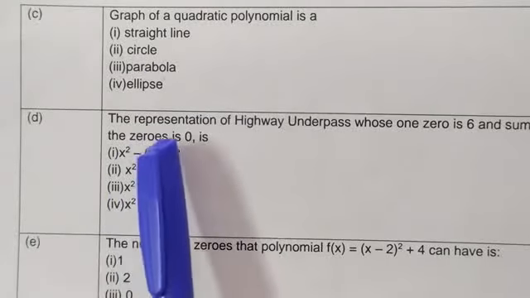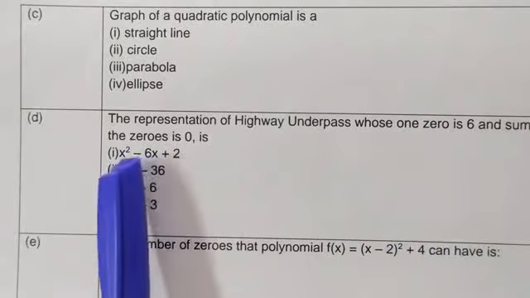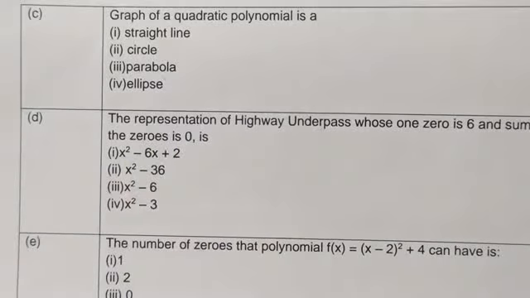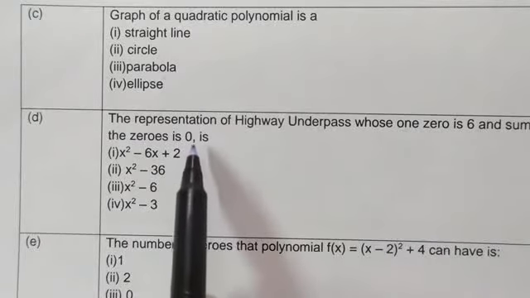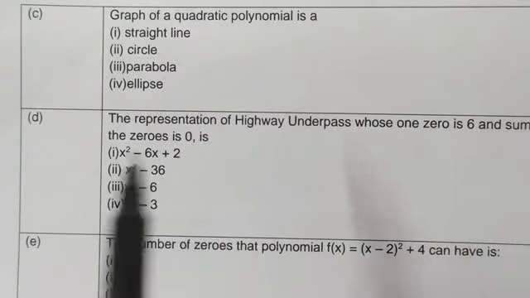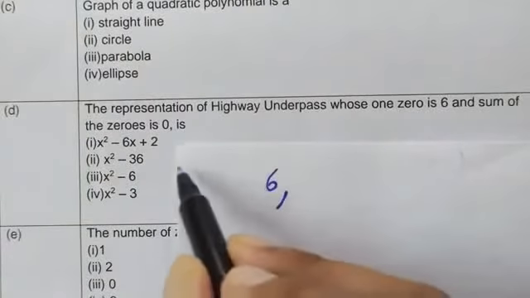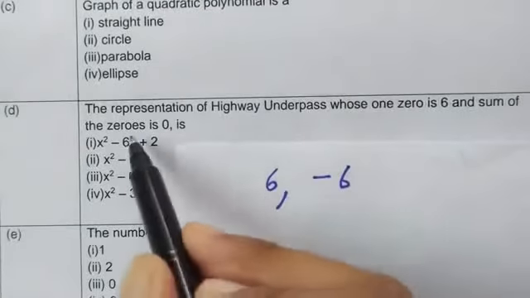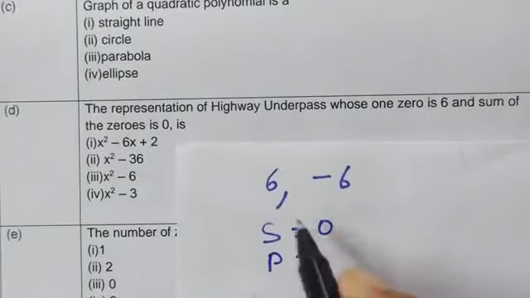The D part is the representation of highway underpasses whose one zero is 6 and the sum of the zeros is 0, then what is that polynomial? Here we have one formula. One zero is 6 and the sum of the zeros is 0. If one zero is 6, then the second zero will be minus 6, then only their sum will be 0. So the first zero is 6 and the second zero is minus 6, such that their sum is 0. So here S is 0 and their product is minus 36.